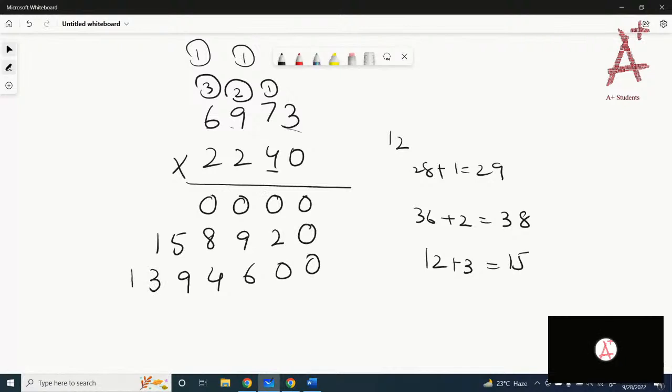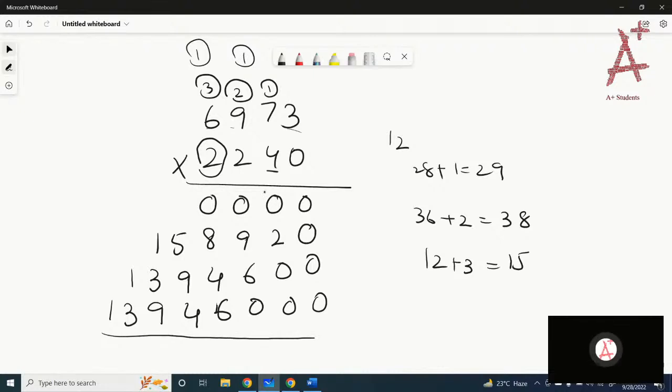Got it? Okay, now you're going to multiply the thousand digit. So you have to start writing below the hundreds. Add the zeros to the tens and ones. Got it? Okay, 2 times 3 is 6. 2 times 7 is 14. 4, 1 carry. 2 times 9 is 18 and 1 is 19, 9, 1 carry. 2 times 6 is 12 and 1 is 13.